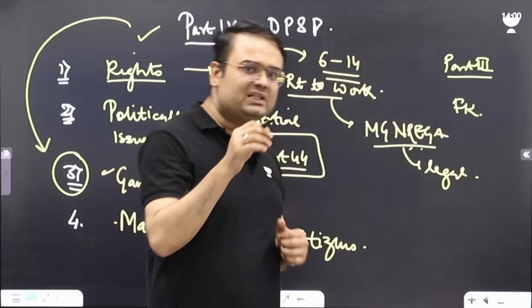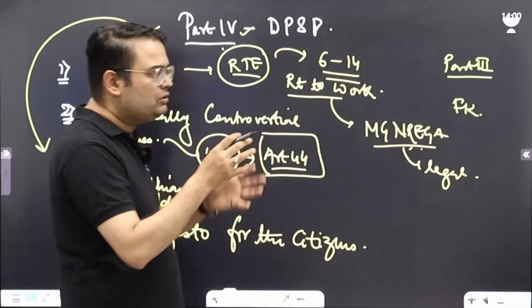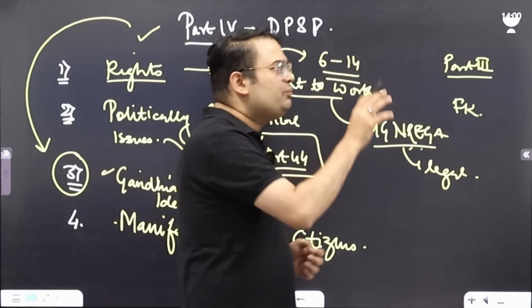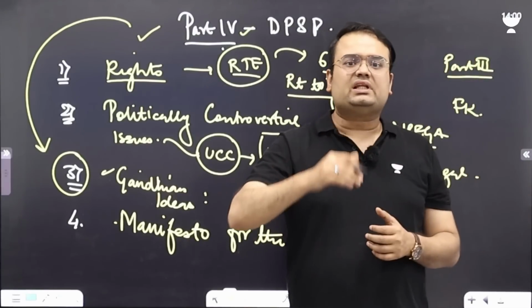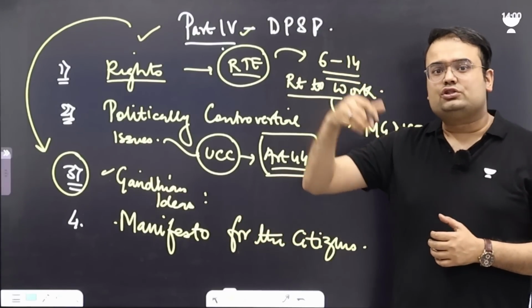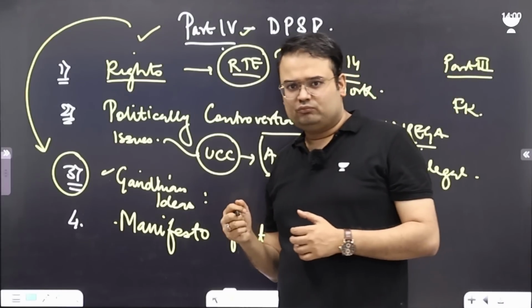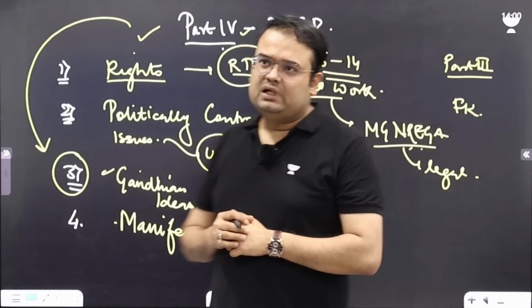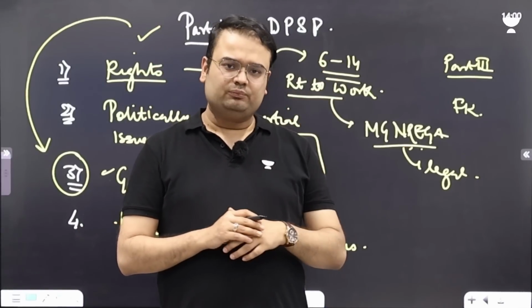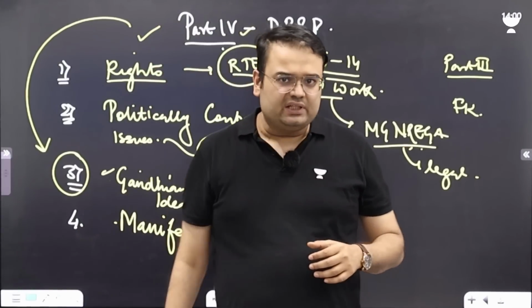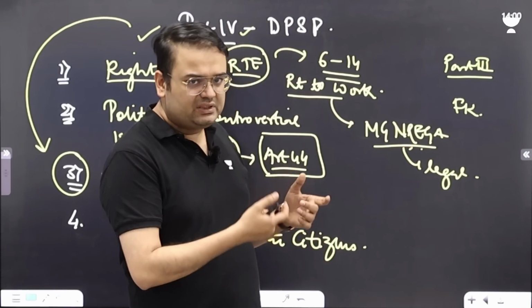In this respect, what exactly is the idea? DPSP was also thought to be that place where citizens would have something that can be called a constitutional manifesto. What do we mean by that? I think you must know that every political party comes up with its manifesto. When these political parties come out with their manifestos, what exactly do we see?